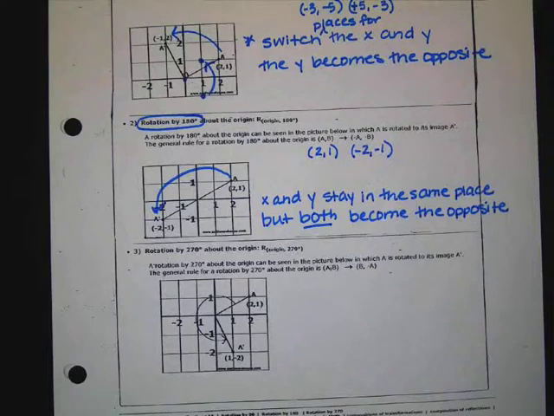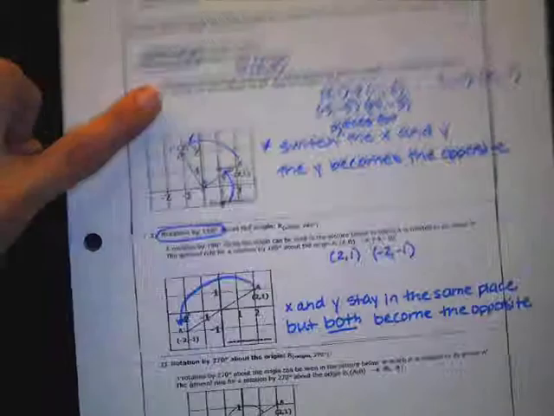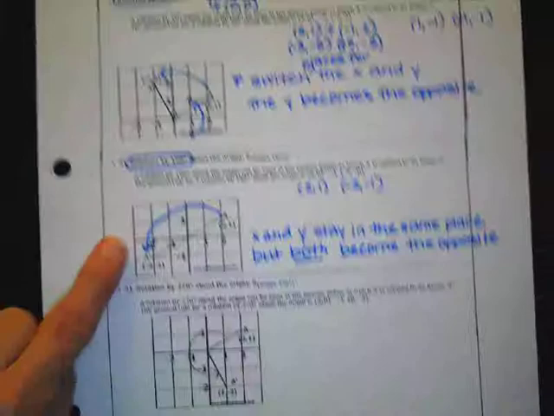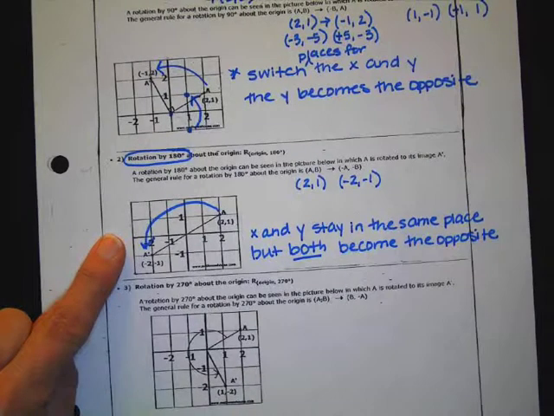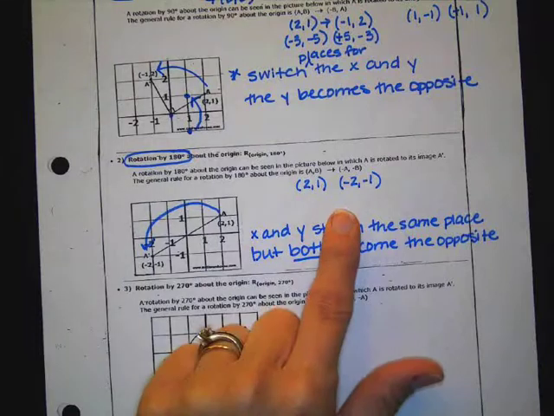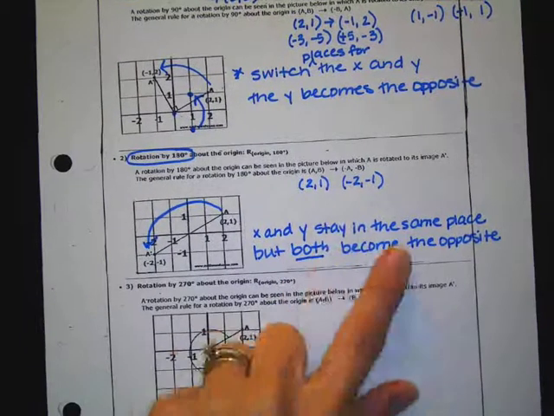So for your video icon project, I really don't have any preference which rotation you want to use. If you want to do a 90-degree rotation, you would follow this rule. If you wanted to do a 180-degree rotation, if your shape lent itself really well to that, do this. X and Y stay in the same place and both become the opposite.